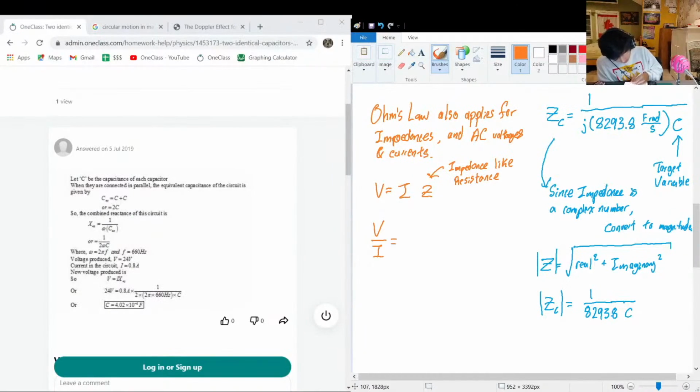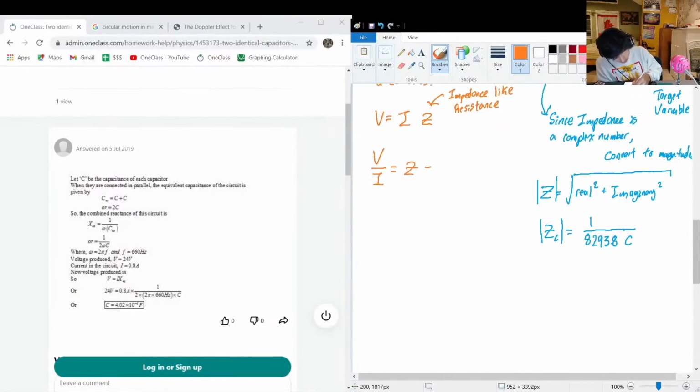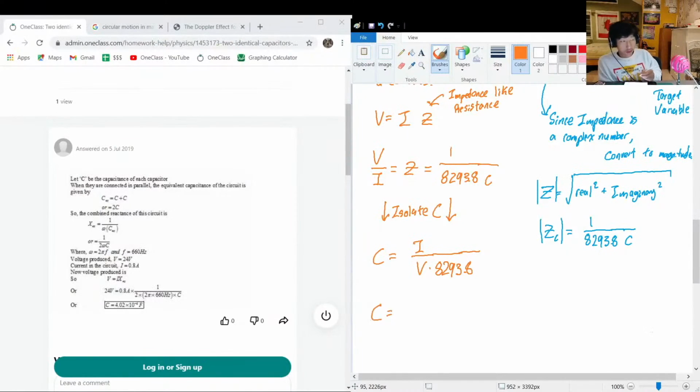So V over I is equal to Z, and we know that Z is going to be equal to 1 over 8,293.8 C. Now if we're trying to isolate the C, we will bring the C to the other side, and everything else can stay here. So C is going to be equal to I over V, times 8,293.8, and subbing in our values, we get I is equal to 0.8 amps.